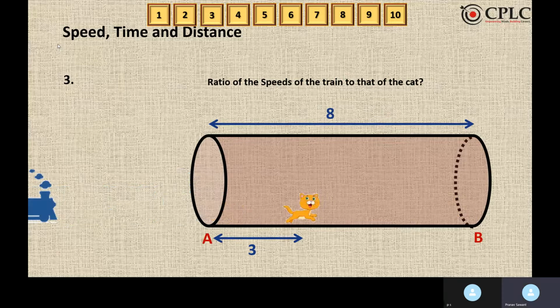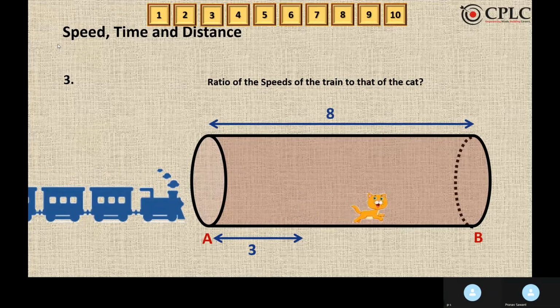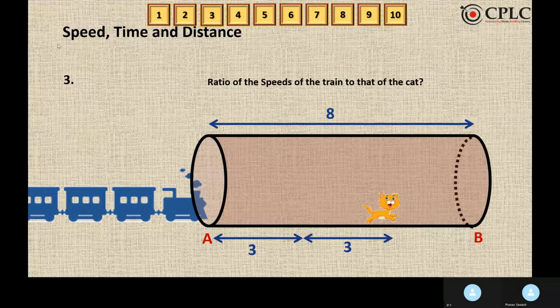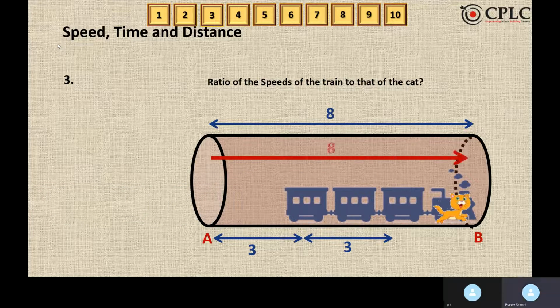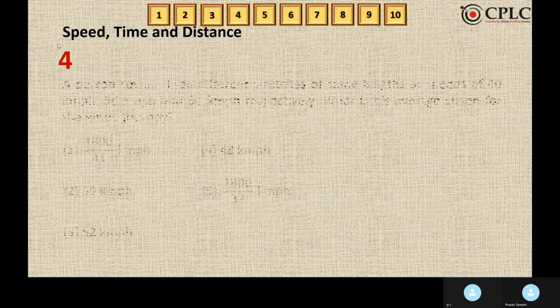Now, the cat is running towards point B. So, the cat will run the first 3 meters and then at the same time, the train would reach point A. That means the cat has covered a total of 6 meters. Now, the cat just needs to cover 2 meters more to reach point B and the train needs to cover the entire 8 meters to reach point B. Hence, the ratio would be 4:1. That is, it would be 8:2. 8:2 is 4:1. Hence, 4:1 is the answer. Moving to the next question.